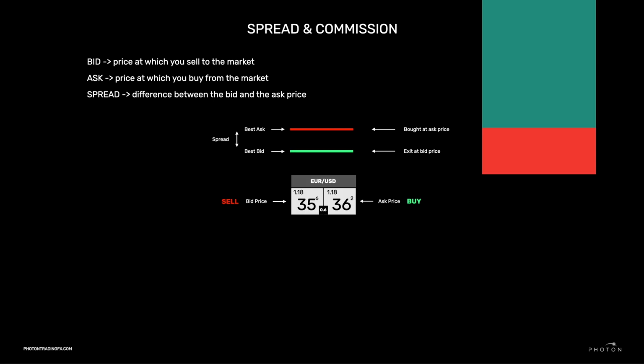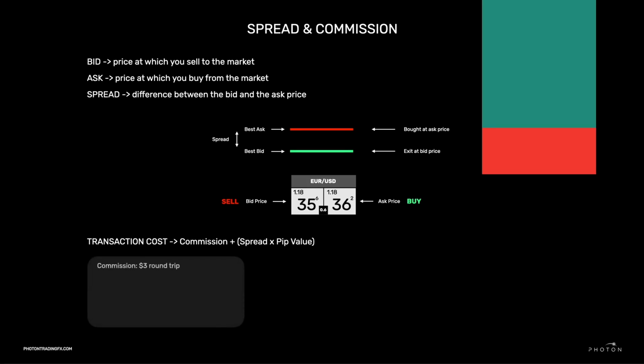Now, to calculate the total transaction cost, you can use this formula: it's the commission plus the spread times the monetary pip value, and that will give you your total transaction cost. Let's say, for example, your broker may charge a commission of $3 for a round trip. A round trip just means it's the full cost for both entering and then also exiting your position.